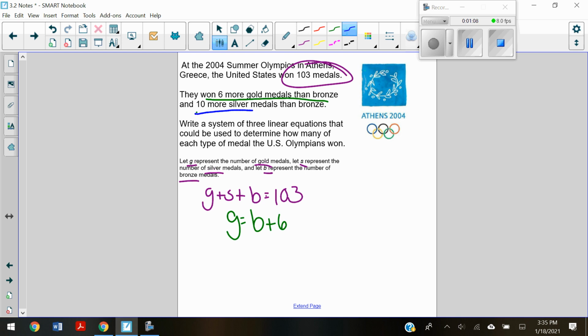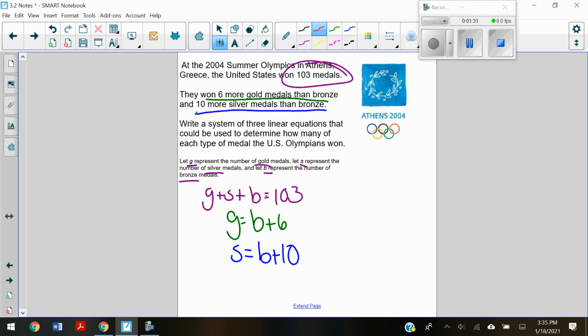Then I had 10 more silver than bronze. So same idea. If I have 3 bronze, I have 13 silver. If I have 12 bronze, I have 22 silver. So the number of silver is bronze plus 10. All right, so we have a system here. It's got 3 equations. I have 3 variables.